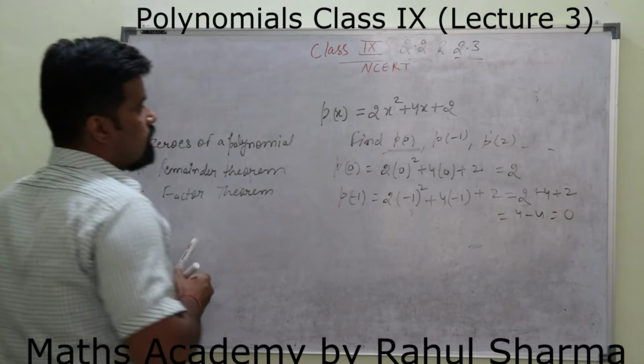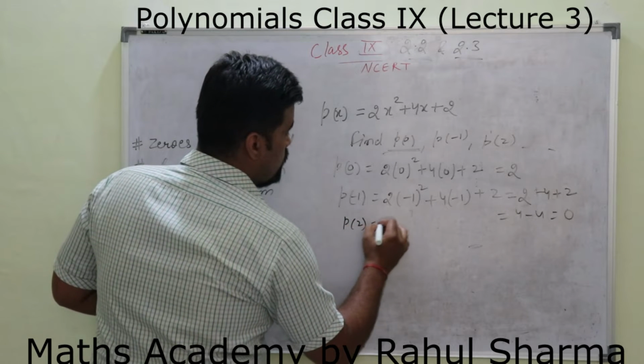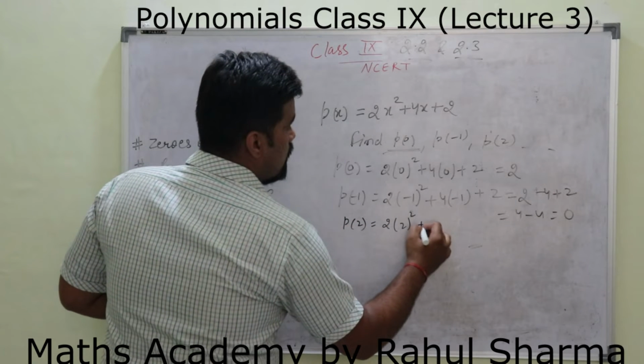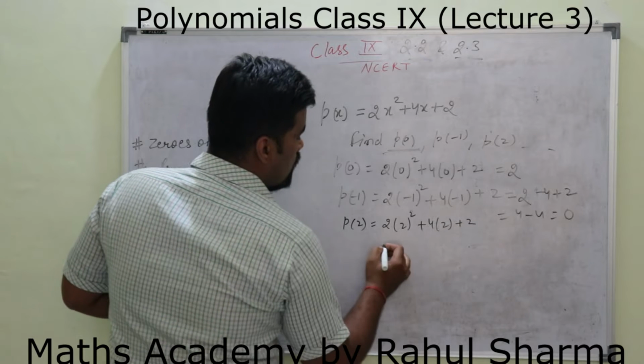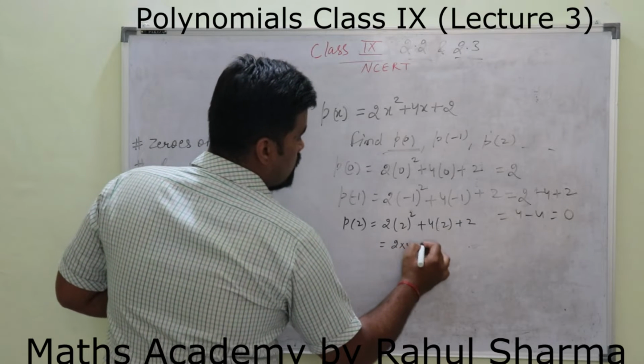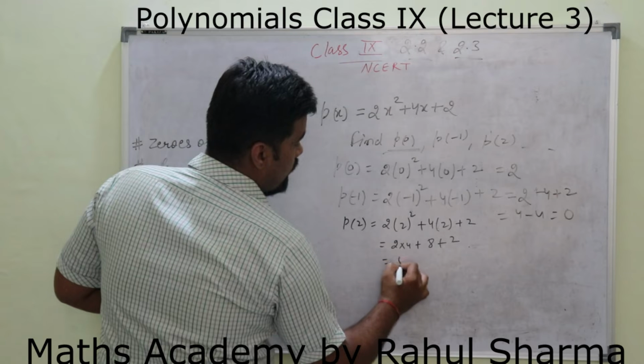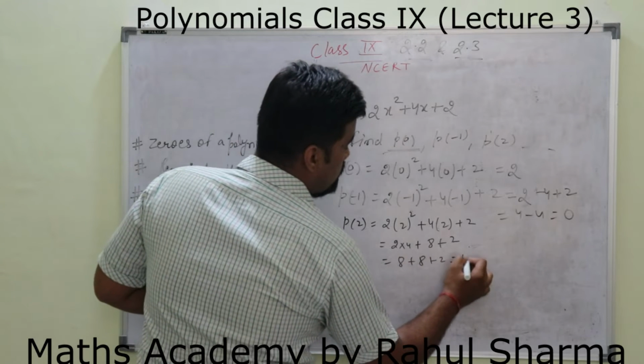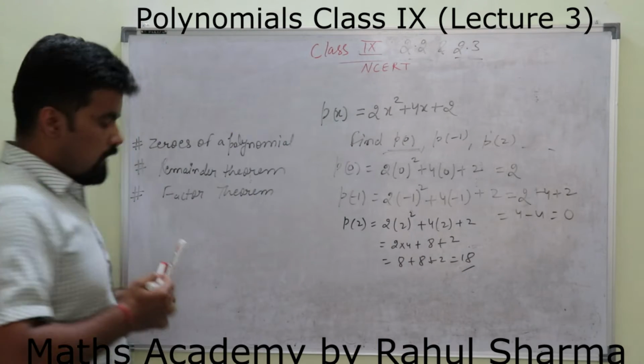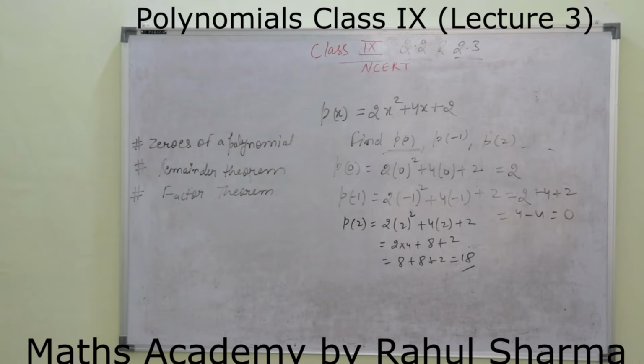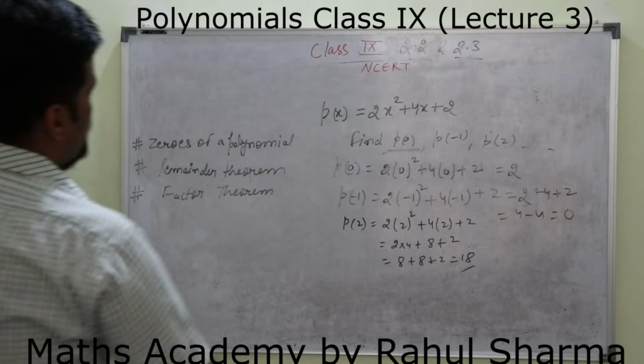Similarly, we can find out p(2). So p(2) is 2 into 2 to the power 2 plus 4 into 2 plus 2. So it becomes 2 into 4 plus 8 plus 2, which is 8 plus 8 plus 2. So it becomes 18. So the value of this polynomial at x is equal to 2 is 18. So this is how you will find the value of a polynomial at a given value of the variable. एक variable की कोई भी value आपको given हो और उस पे आपसे पूछा जाए that what is the value of the polynomial at this particular value, so you can find it out like this, right?